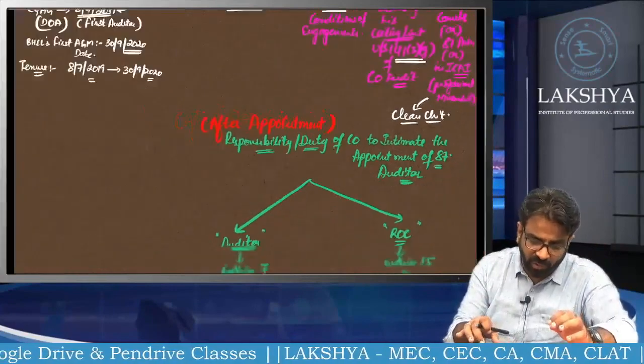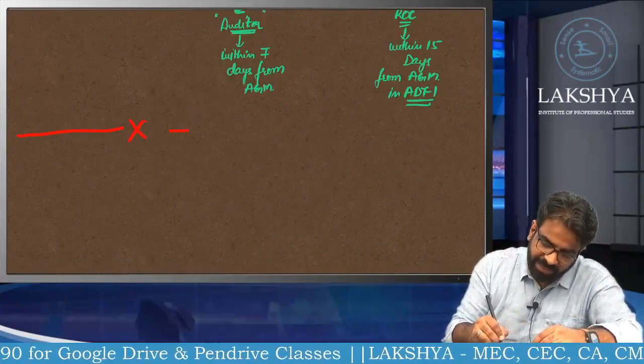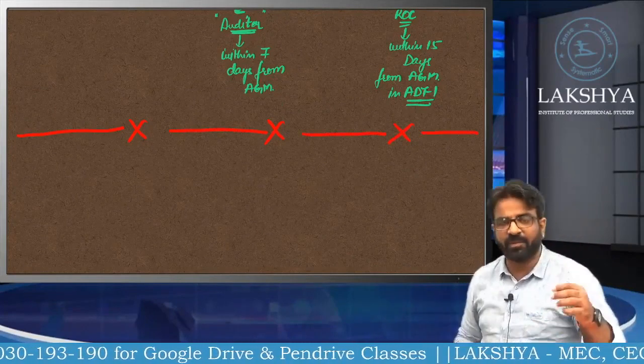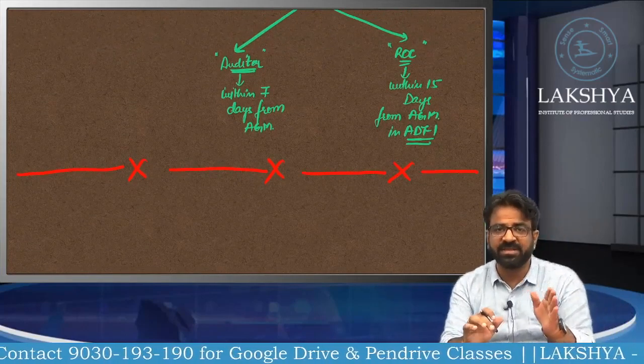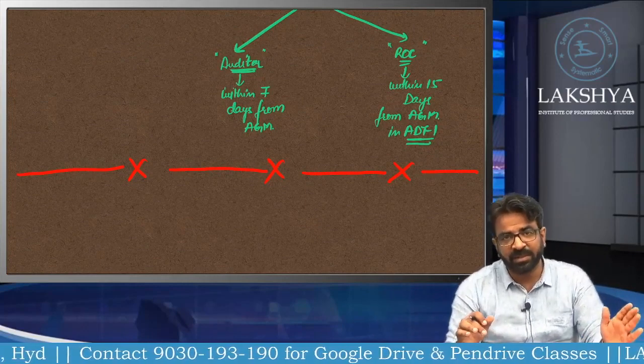So that concludes section number 139 alone. Are you getting the point? In that, what are the sections we did? We did subsection 7, subsection 6, subsection 5 and subsection 1.